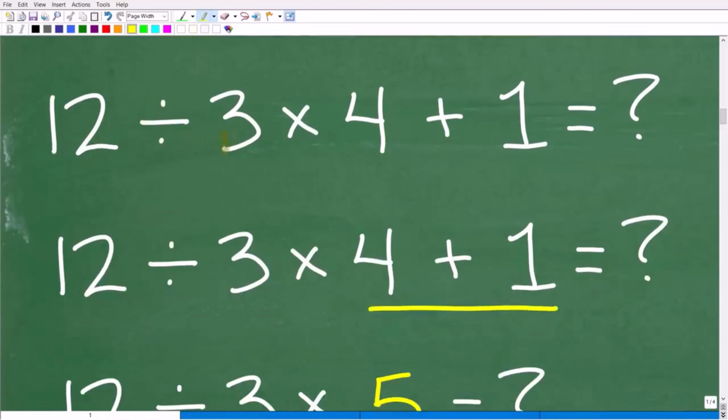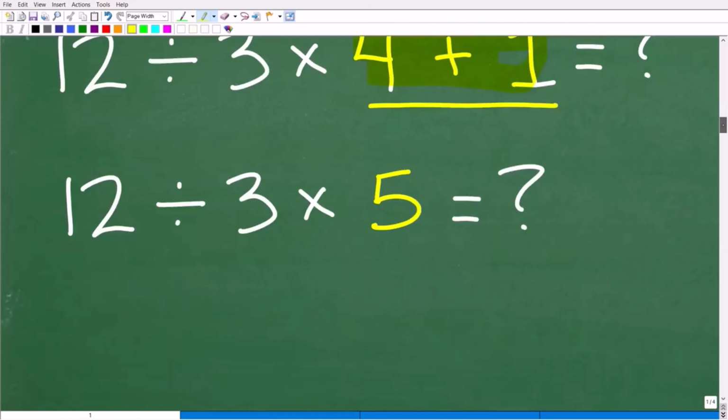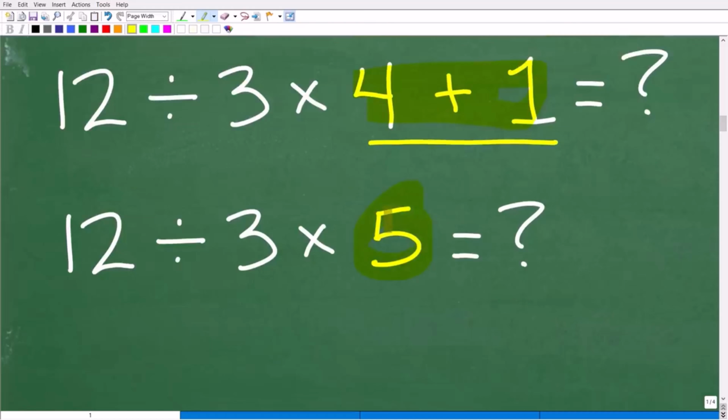It's all right, 12 divided by 3 times 4 plus 1. Let me go ahead and do this. 4 plus 1, that seems pretty good. Let me see here. 4 plus 1, that's 5. So now I have 12 divided by 3 times 5.